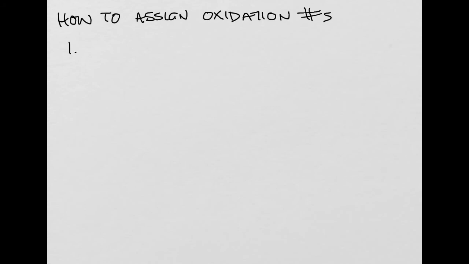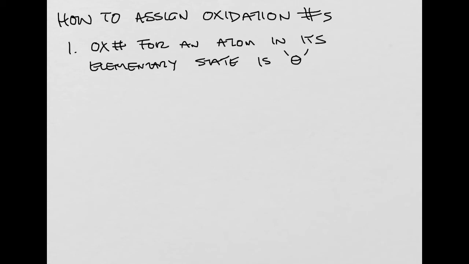Okay, the first rule is that the oxidation number for an atom in its elementary state is 0. And of course, we confirmed this moments ago because we saw that copper solid is going to have a 0, and silver in its solid form is also going to have a 0 there.